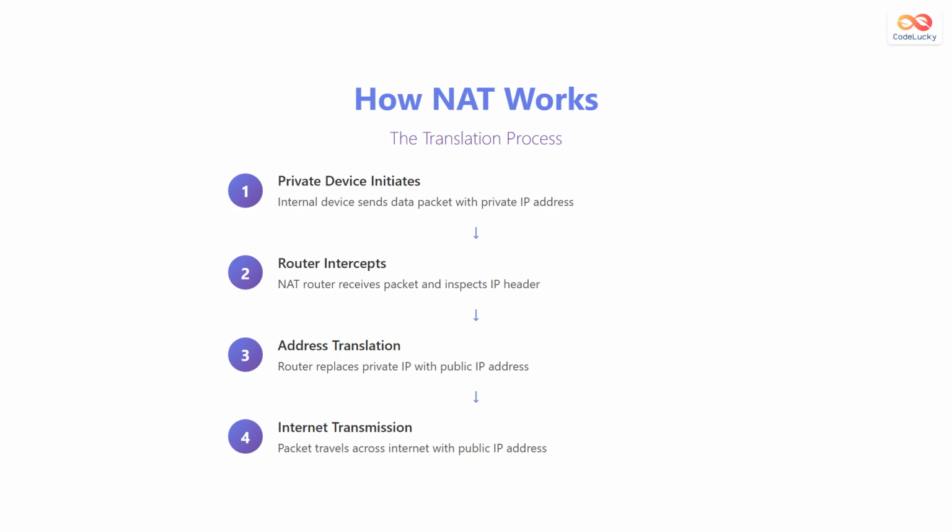Fourth, the packet travels across the Internet with the public IP address, so external networks see only the router's public address, not the internal private address. When responses come back, the NAT router uses its translation table to route the data back to the correct internal device.